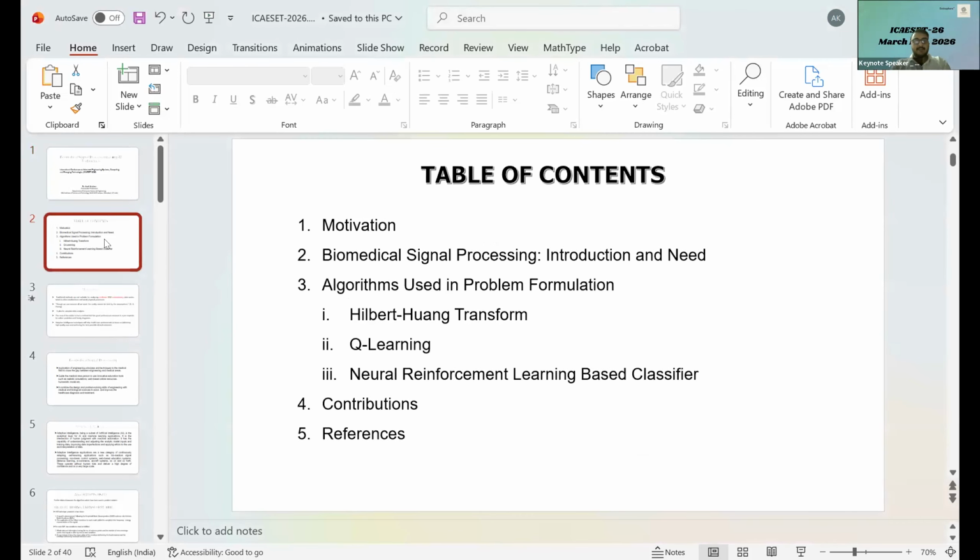Today I will discuss biomedical signal processing, its need, and the algorithms I have used for the formulation of the problem. I have used EMG signals in my work for forearm movement classification, in which I have used the Hilbert-Huang transform and neural reinforcement learning.